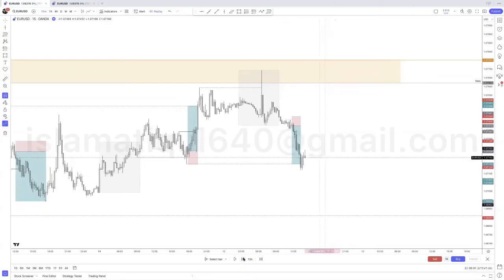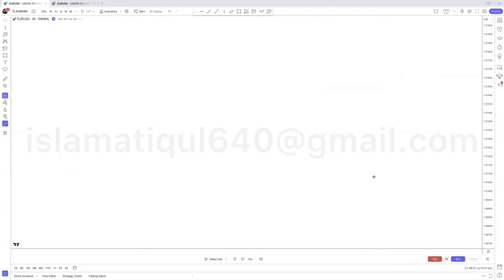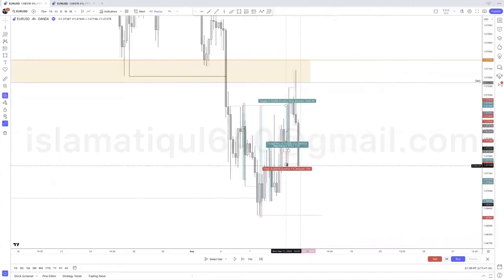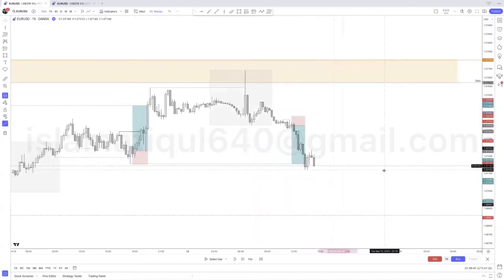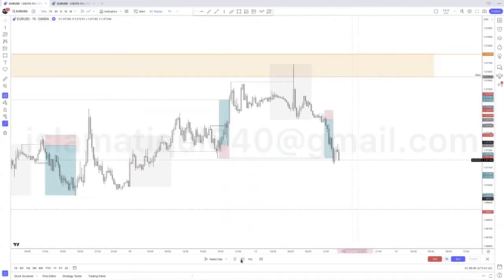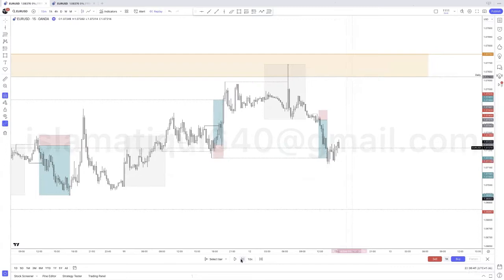Liquidity is wiped out. Okay, liquidity is wiped out here. They might reverse, we don't know. Might give us a reversal. Who cares, right? We have gotten our trades. So after that, I really don't care what they're going to do.